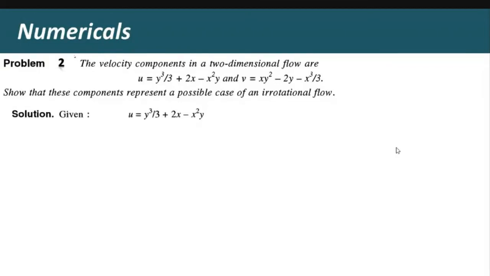So u is given by y cube by 3 plus 2x minus x square y. So del u by del x, we will differentiate with respect to x. The first term has no x, so its differentiation will be 0, then 2x differentiates to 2, then y will be constant and x square differentiates to 2x, so it will be minus 2xy, okay. Similarly del u by del y, we differentiate with respect to y. So y cube differentiates to 3y square, divided by 3. There is no y term in 2x, so its differentiation will be 0, and the differentiation of minus x square y will be minus x square, okay. So 3 cancels, and finally we will have y square minus x square, okay.